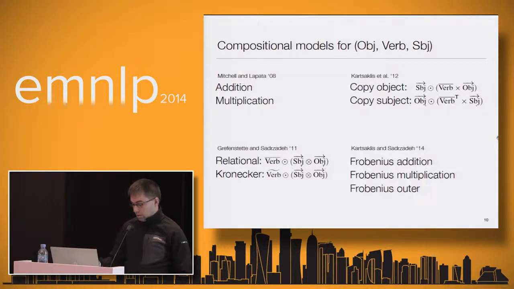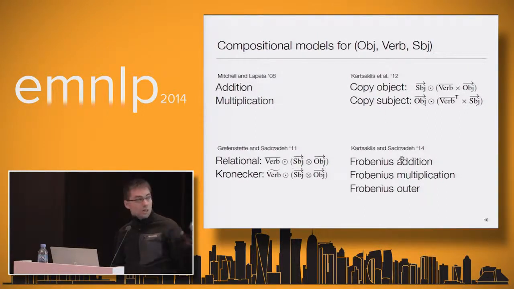Then in 2011, Grefenstette and Sadrzadeh came up with a categorical composition, where they had these different verb matrices. Then that method was extended by methods inspired by quantum mechanics. So you get these copy object and copy subject ways. And the later work is Frobenius addition, multiplication, and outer product, which you can basically see as a mixture model of copy object and copy subject.